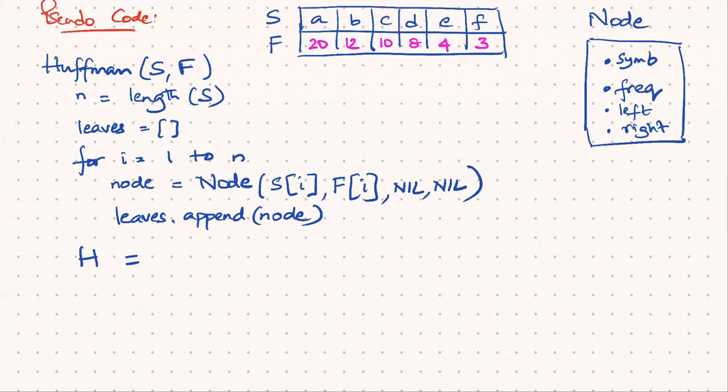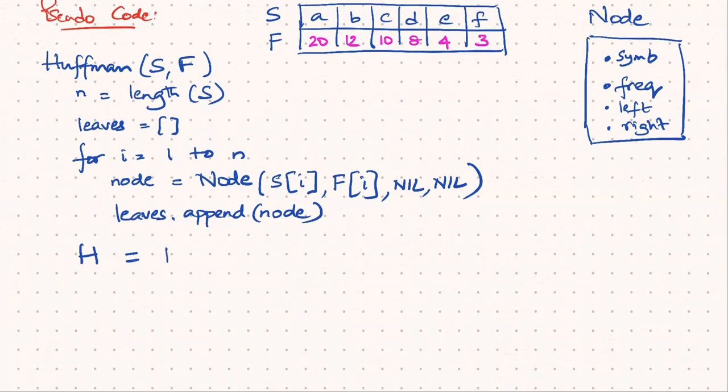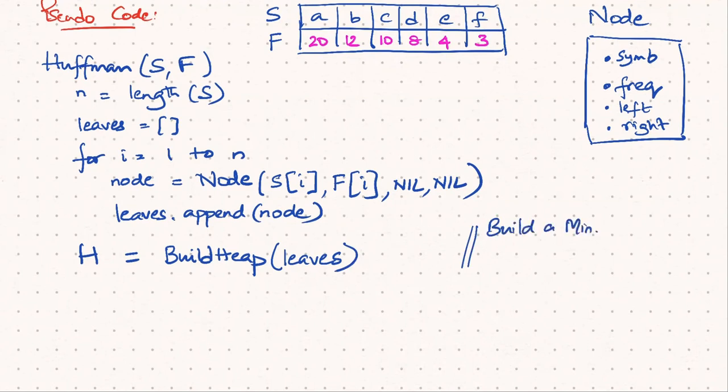Instead of inserting nodes one by one, we have seen that the build heap operation is faster. So I'll say build heap, understanding that it is a min heap. The set of elements in the heap are initially just these nodes we have created, just the leaves. So what we're saying is build a min heap H, and nodes are ordered according to their frequencies.